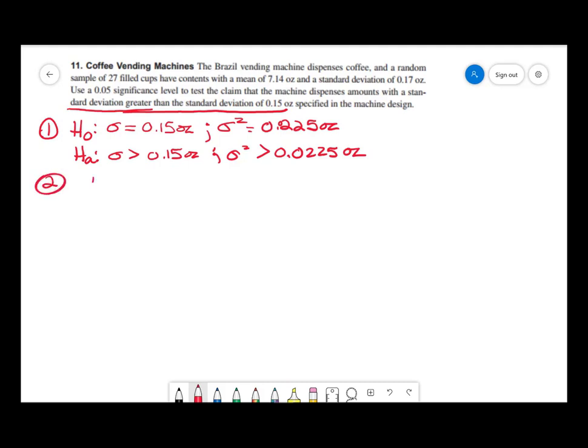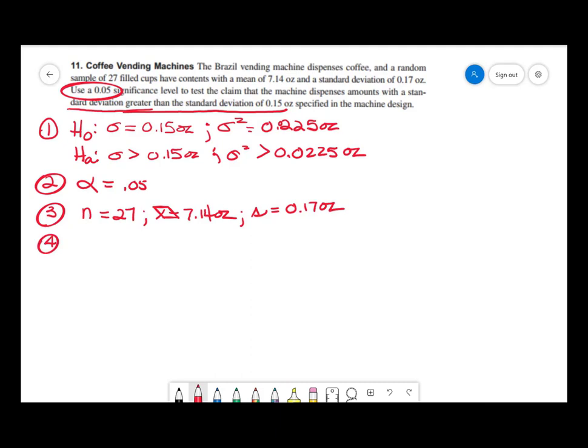Then step 2, we're going to set our alpha. Alpha equals 0.05 because that's what they told us right there. Then step 3, we're going to summarize the data. So n is 27. The sample mean is 7.14 ounces. The sample standard deviation is 0.17 ounces.